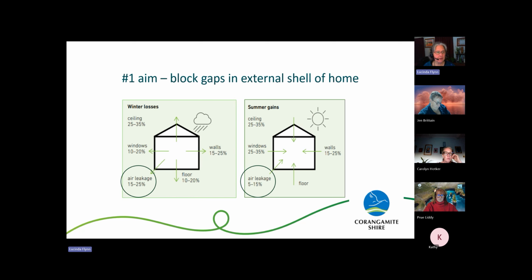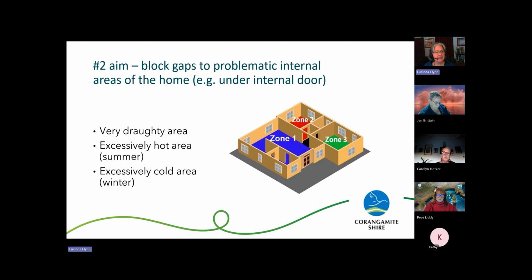So the two things that you want to do with draft sealing is blocking external gaps in the home, and that can account for 25% of air leakage in winter and 15% of the hot air gain in summer. So it's pretty significant. But the other part of it is separating out areas inside the home that might be a problem.